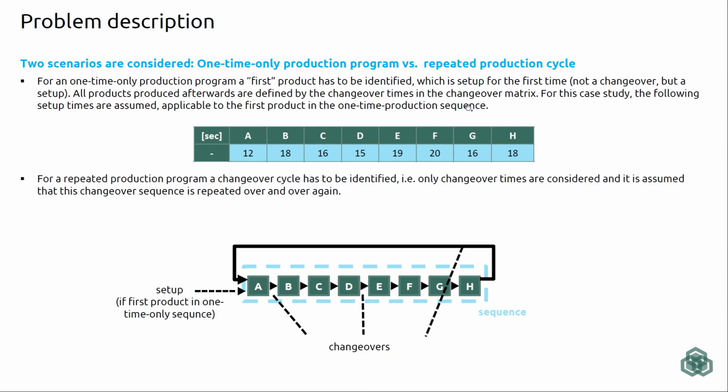And in this slide, you can see a vector here that contains the setup times in case you want to implement this one-time only production program. So for example, if product A would be the first product in the sequence, then setting up the machine from its base state and preparing it for the production of product A would take 12 seconds.